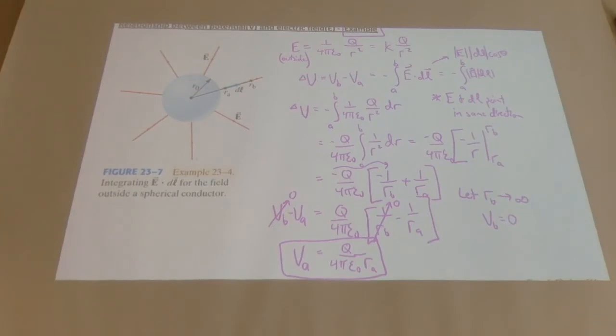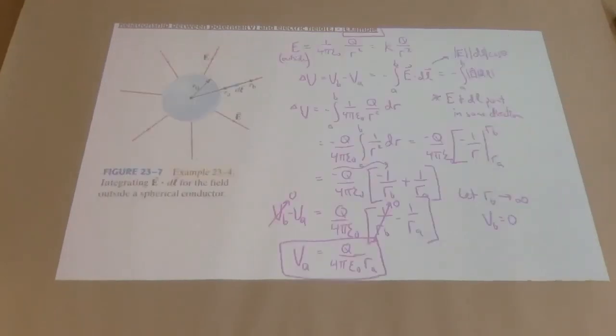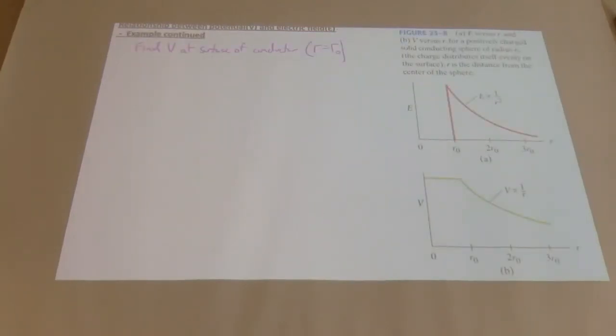All right, let's find the value for the potential at the surface of the conductor. So in other words, we're going to say that R is equal to R0. If you go back and look at the diagram, they labeled the radius of the conductor as R0. So we'll just say that R is equal to R0. Don't think about this too hard. We just found the equation.